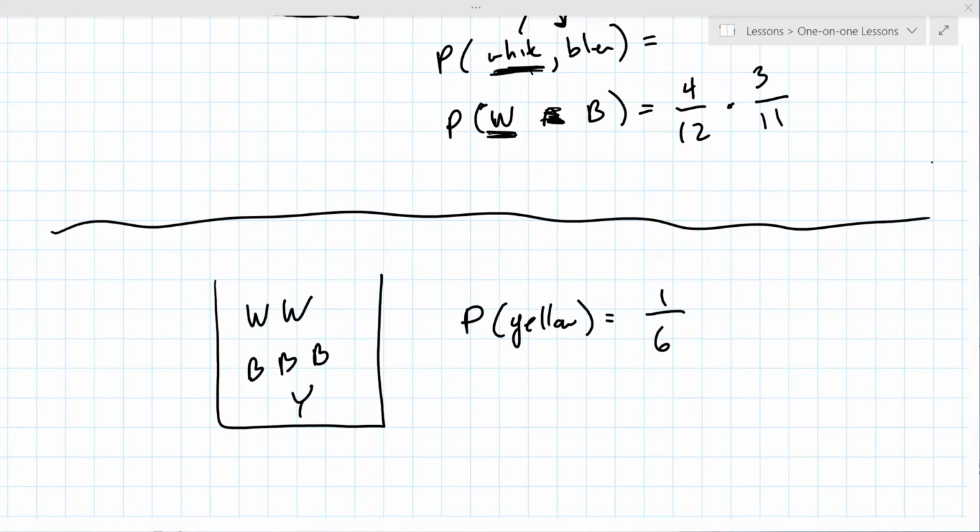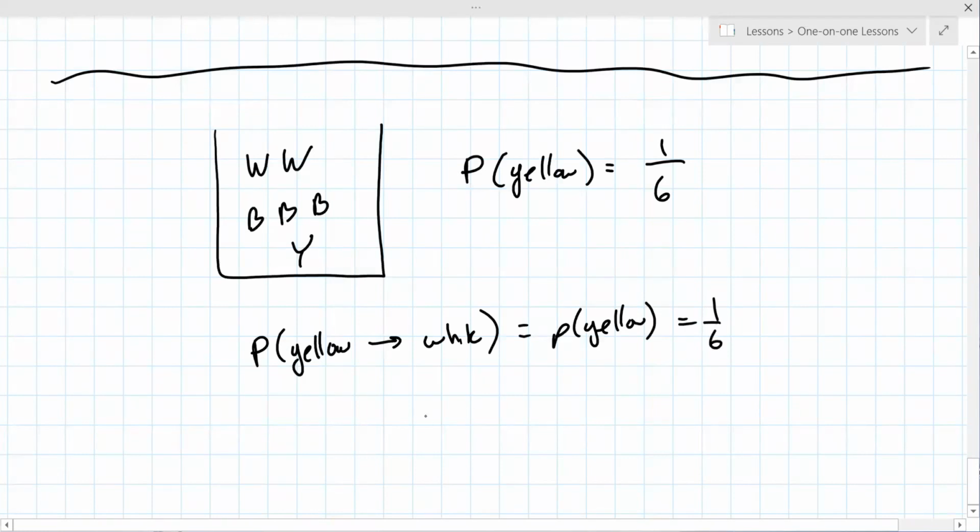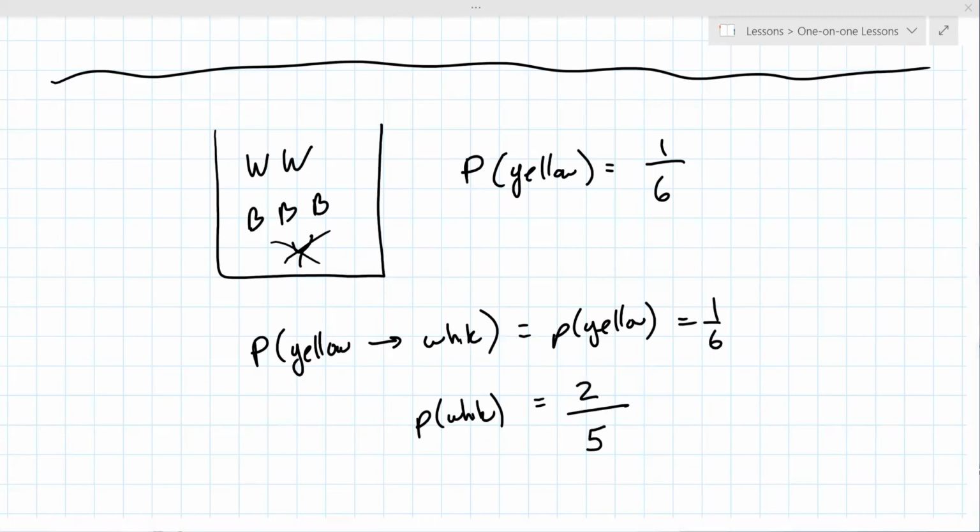Let's pose a scenario. Let's say I want to know the probability that you get a yellow and then you get a white. This is the probability that you get a yellow, which is 1 out of 6. But then what's the probability of getting a white after a yellow? If you take a yellow, it's gone. Do you agree with that? Yeah. So how many white are there? There's 2, but there's 5 total. Right. Okay, I get that. You get that? Okay, great.